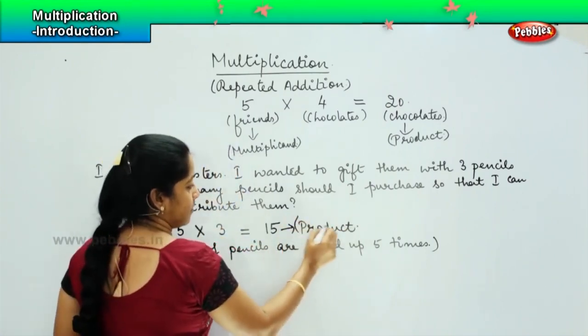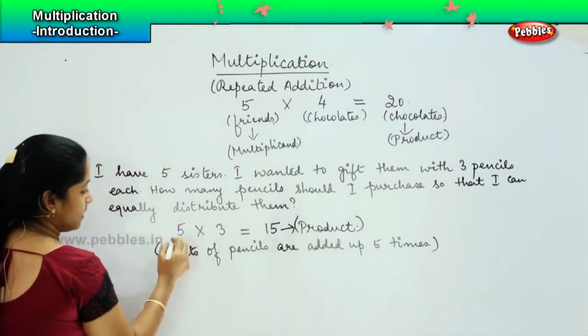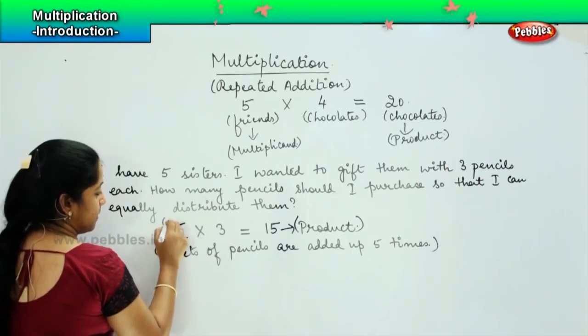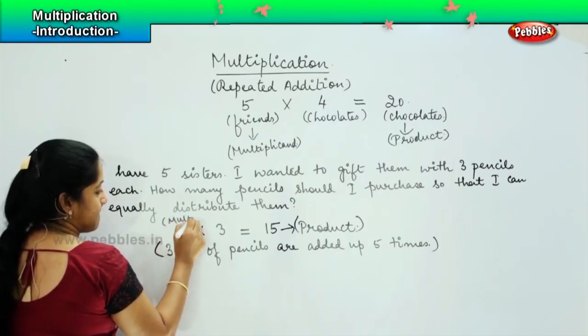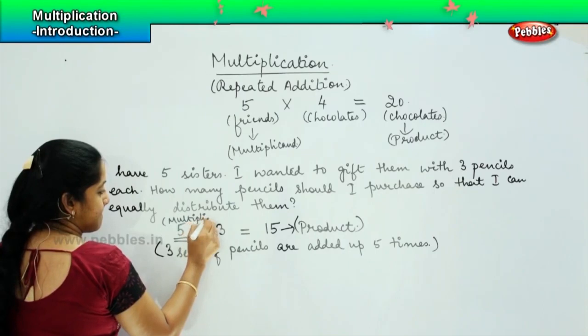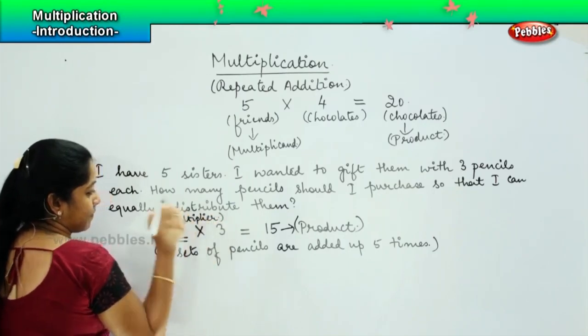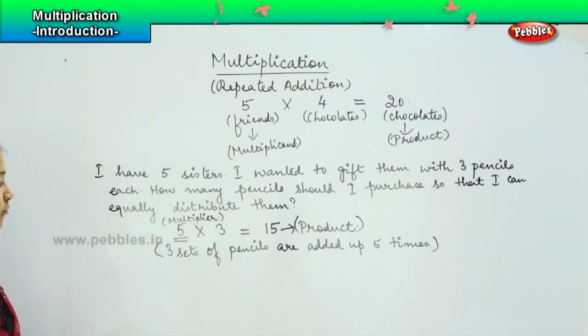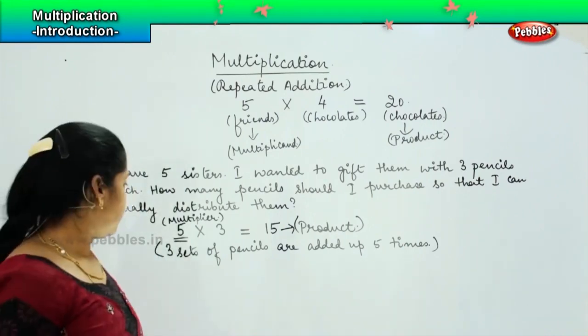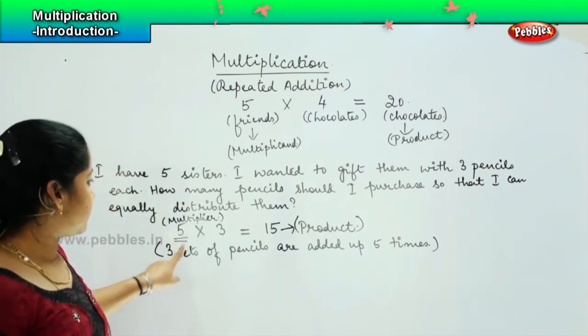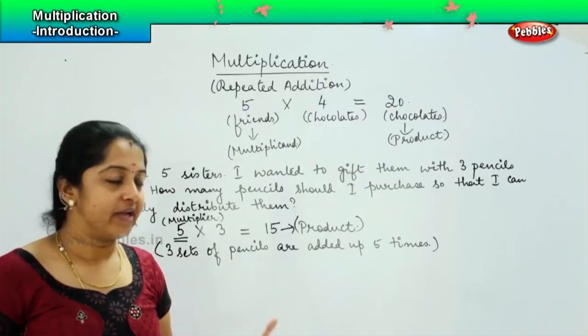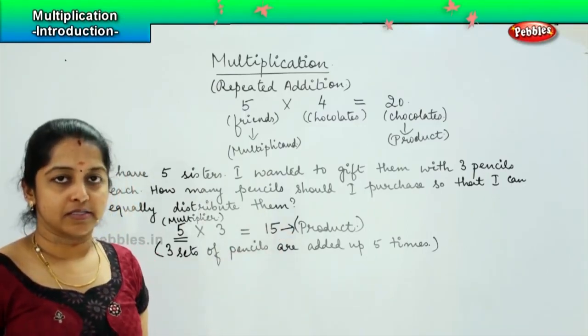Okay. And this is the multiplicand. That is, how many times will I multiply? This is my multiplier. The 3 sets I have to multiply 5 times in order to get my answer.